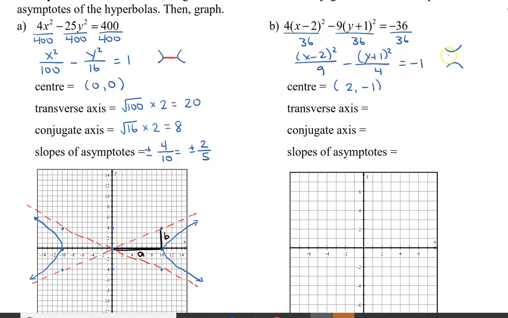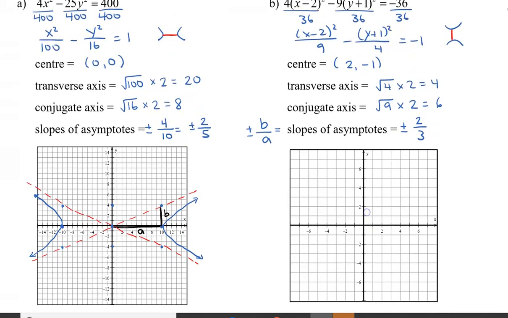So our transverse axis this time is the vertical distance. So it's going to be the square root of 4 times 2, and that's 4. And then the conjugate, which is perpendicular to the transverse, is the square root of 9 times 2, so that equals 6. Now, we've done the asymptote from before, so we know that it's going to be, I'll write that over here too actually, it's B over A. It's always going to be over A because that's our y value, our rise, divided by our run, which is our horizontal, so that's our A value. So this will be plus or minus 2 divided by 3, the square root of 4 divided by the square root of 9.